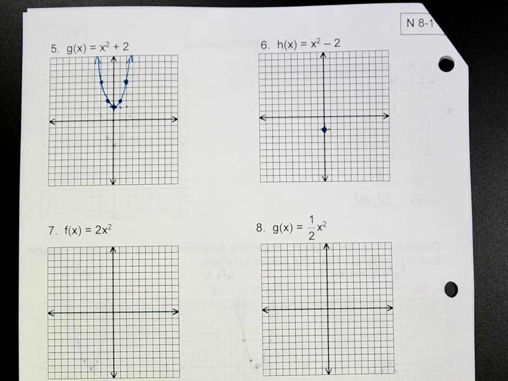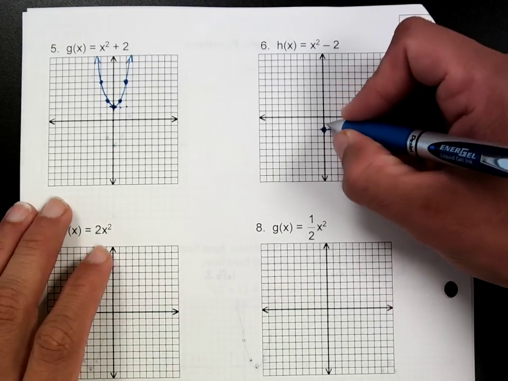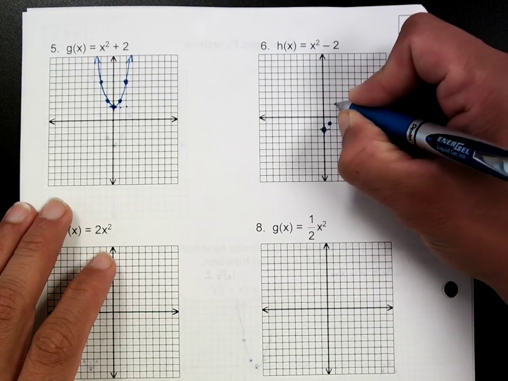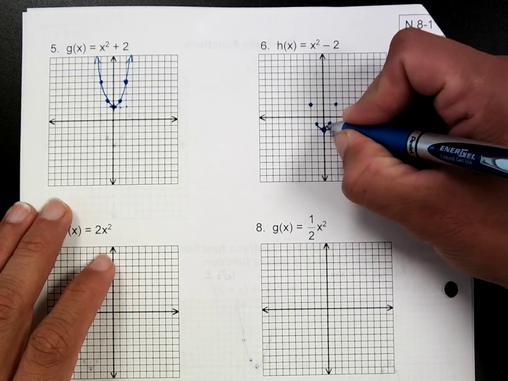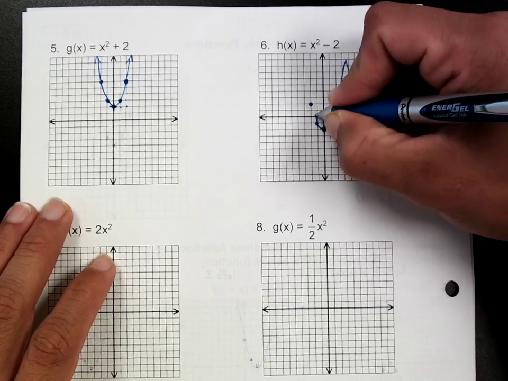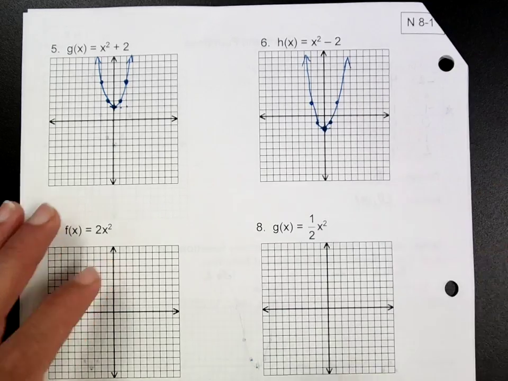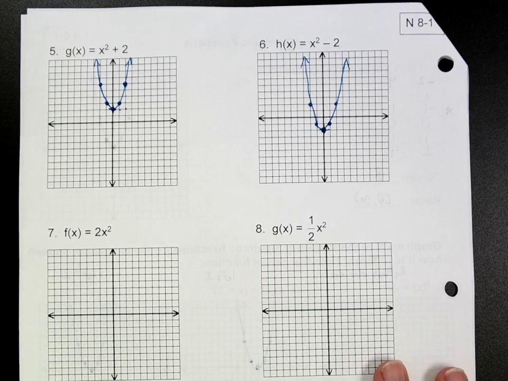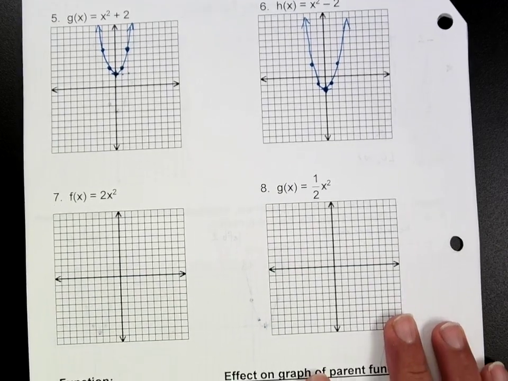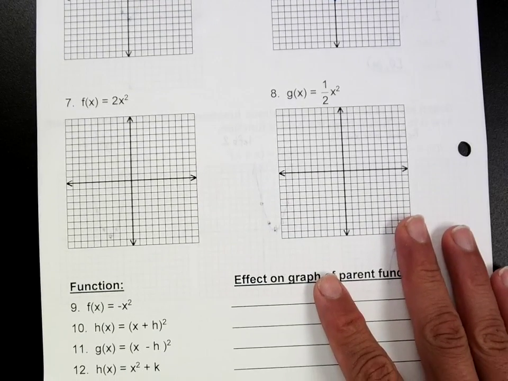Okay, so those are my points. Oh, that didn't look very good, but all right, that'll work. All right, so that's where we're at right now. Okay, number 7. Number 7 gets a little bit more complicated, but I'll show you what to do here.